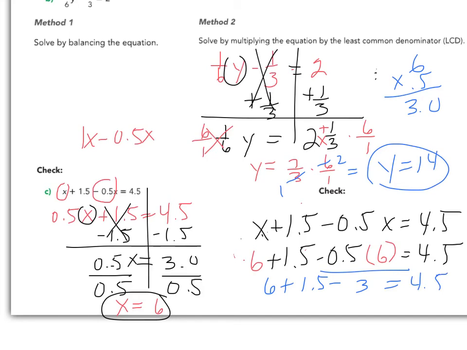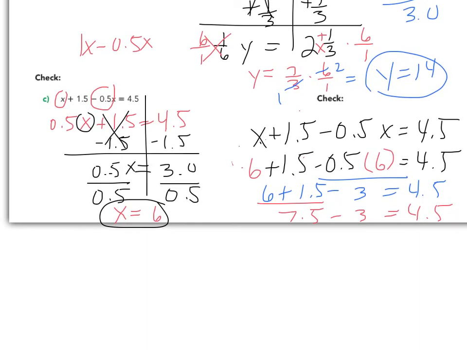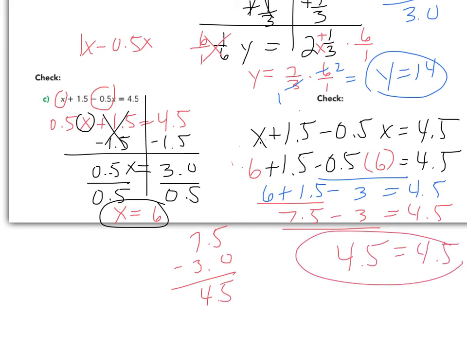Okay, so now we go in order. 6 plus 1.5 is 7.5 minus 3 equals 4.5. Scoot this up a little bit. So then I have 7.5 minus 3. Remember, 3 is a whole number. So that does give me 4.5. If we get the same answer on both sides of our equal sign, then we know we did it correctly.